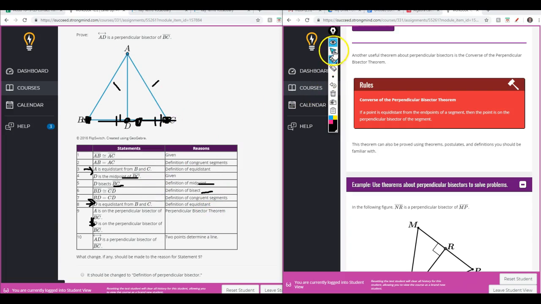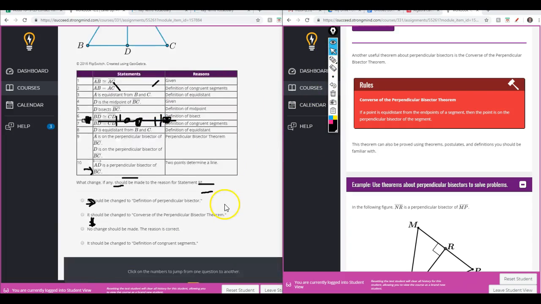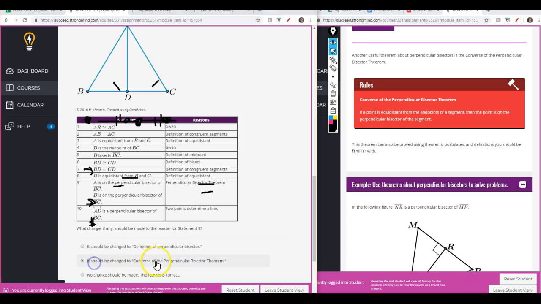So that is the converse of our perpendicular bisector theorem, and so it should be changed to the converse of the perpendicular bisector theorem.